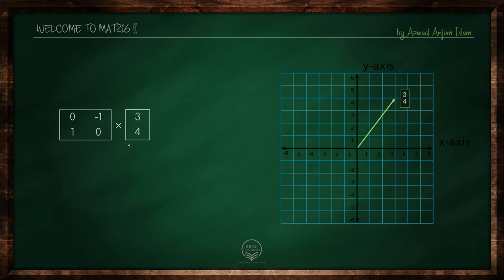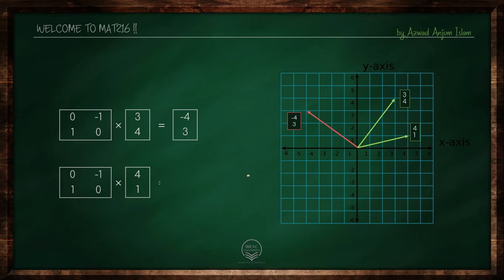So this is a 2 by 2 matrix, this is a 2 by 1 matrix, so the multiplication is possible, and we're gonna get a 2 by 1 matrix, that is -4, 3. This is this vector. Now look at these two vectors. They have the same length, they just rotated 90 degrees. Now this can obviously be a coincidence, so let's try it one more time. Take another vector, multiply it with the same matrix, we get another vector here, and the same thing happened. This has the same length, just rotated 90 degrees.